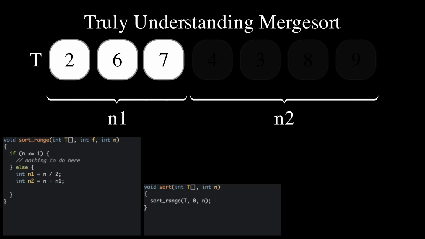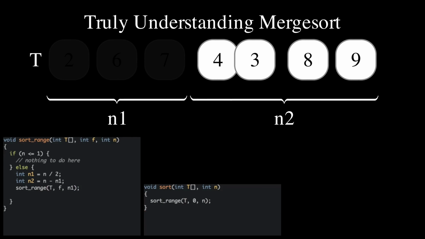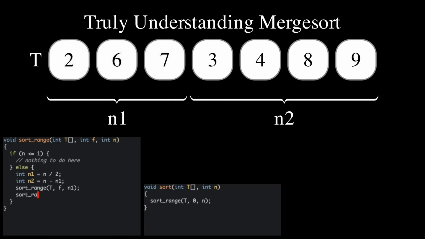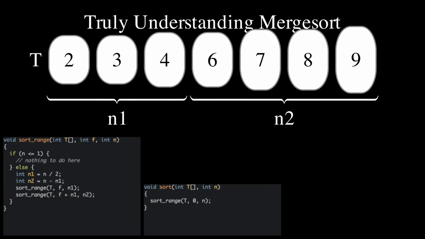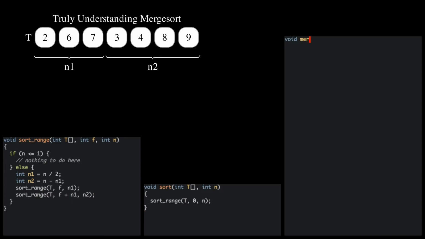We sort recursively the first subrange. We sort recursively the second one as well. Once the 2 subranges are sorted, we merge them together. We need a separate function that performs the merging. We finish off the sort_range function by calling merge for the 2 subranges.